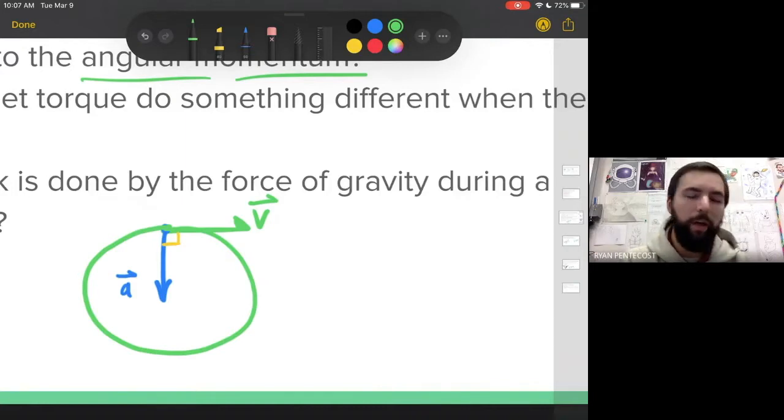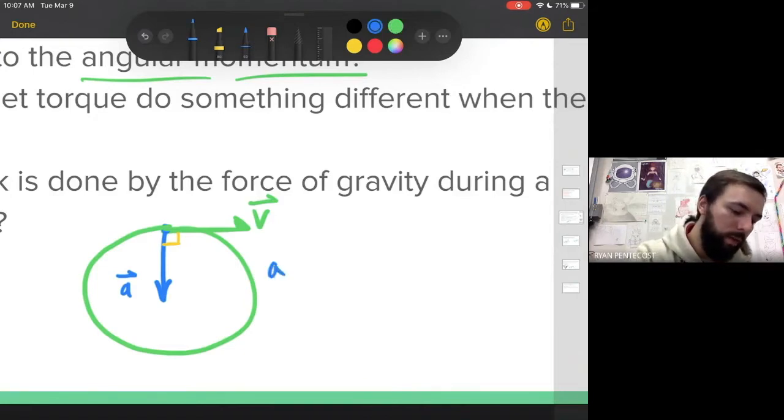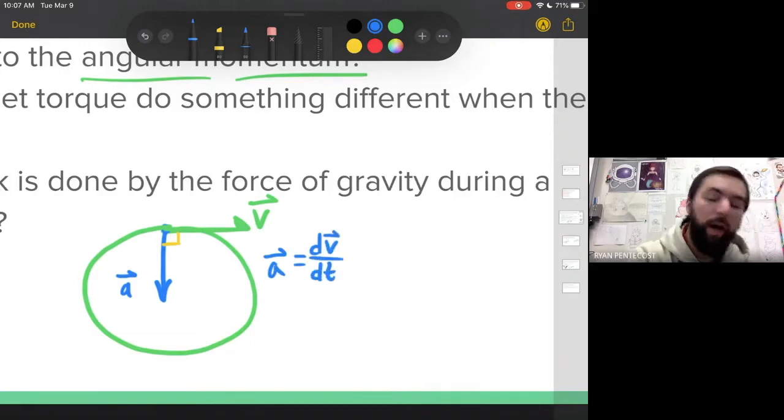If that acceleration is always at a 90-degree angle, because acceleration means the change of velocity over time, it's going to change that velocity over time, but vectors have two things you can change: the magnitude, meaning the strength or the weakness, and the direction. So if that acceleration vector is always 90 degrees to the velocity vector, it's only ever going to change the direction and it won't affect the magnitude.